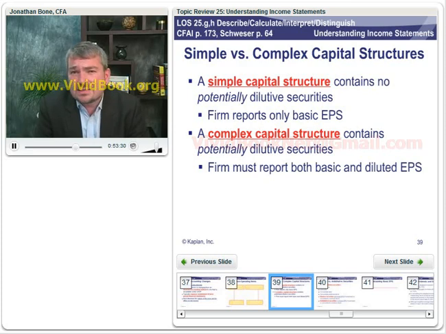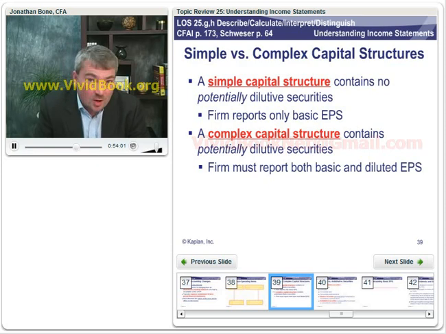Well, that leads us to ask straight away, what is a potentially dilutive security? It's anything that the company has in issue that could be converted into new shares in the company at a later date. So it could be convertible bonds, it could be convertible preferred stock, it could be employee stock options, it could be warrants. Essentially, if you don't have any potentially dilutive securities, then you only need to report basic EPS, earnings per share.